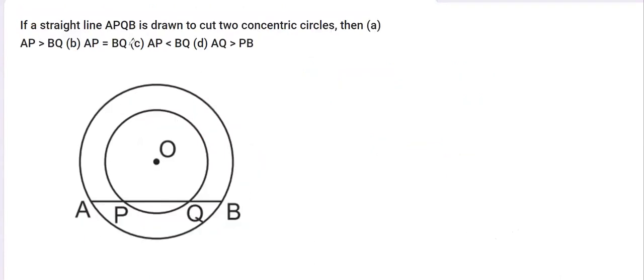In the next question, we are given a straight line, that is APBQ is a straight line, and it is drawn to cut two concentric circles. Now, what are two concentric circles? Circles having the same center, with different radii, are called concentric circles. So you can see this circle and the outer one have the same center. Now, what we have to find out is which of them is correct, like AP being greater than BQ. That means we have to get a relation between AP and BQ.